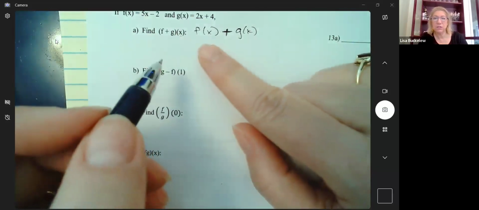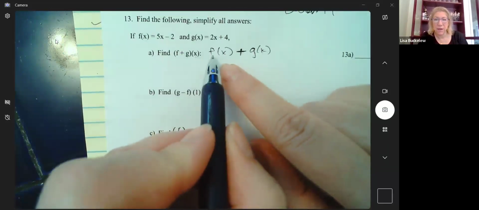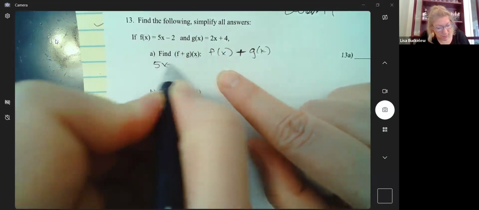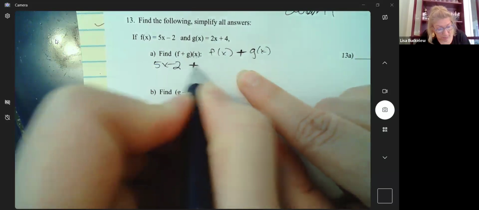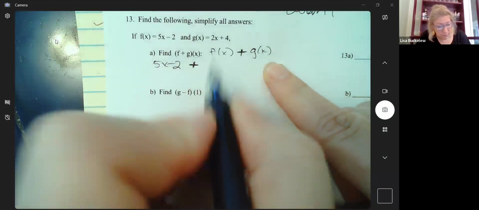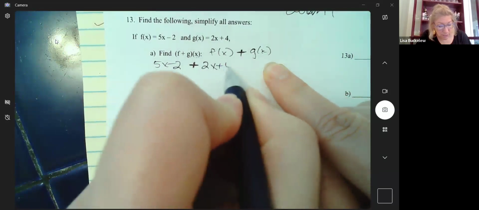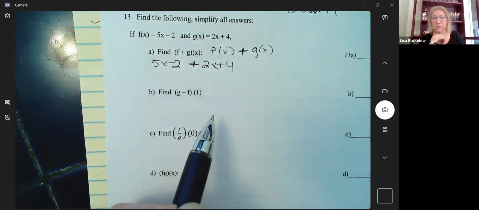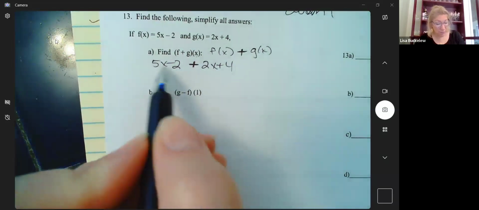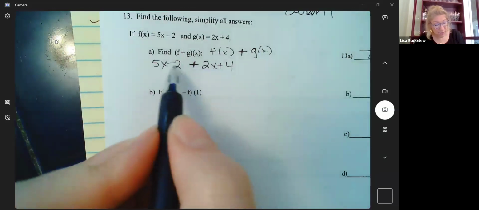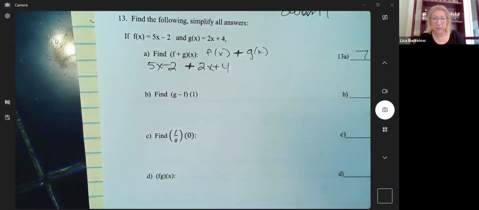Then you can think of it as just replacing. So f of x, I'm going to replace it with what the f of x expression is. That's 5x minus 2. This plus sign is that plus sign. And then after the plus sign, I'm going to write out the expression for g of x, 2x plus 4. So just follow that as the guideline and then take a fresh look at it and see how you would simplify it. So in this one, we have some like terms. So I'm just going to take the 5x and the 2x and call that 7x. Negative 2 plus 4 would be 2.